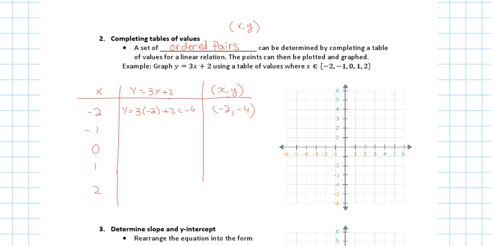How about for the second one? So y equals what? 3 times negative 1 plus 2. Just a quick reminder, wherever x is, I'm going to replace x with these different x values. So 3 times negative 1, negative 3, add 2, negative 1. So in this case, it turned out to be the same. X is negative 1, y is negative 1.